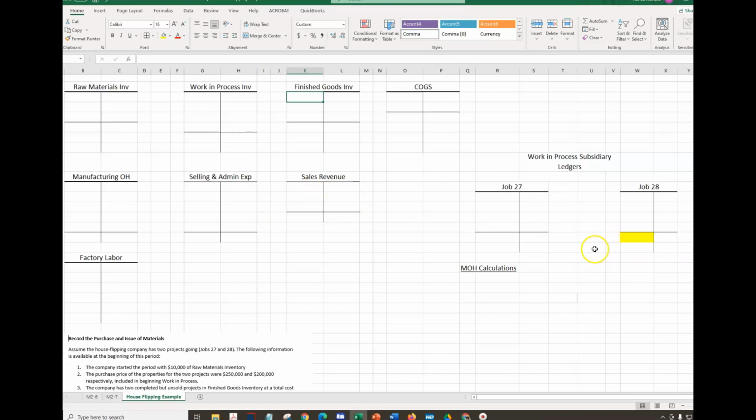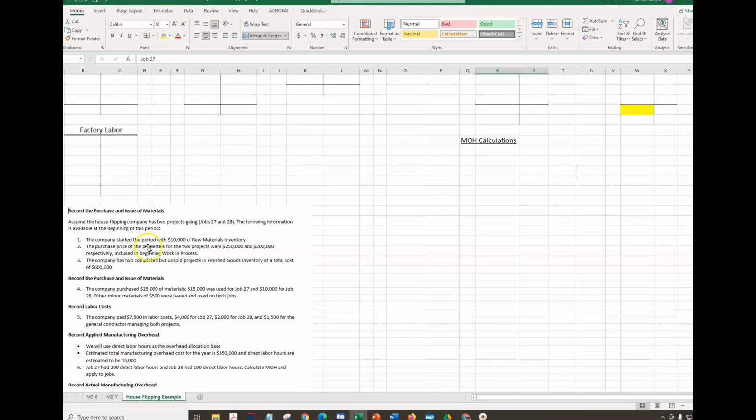Now, the thing that I want to point out here is, in this work in process inventory, we could have more than one job. As a matter of fact, in this one, we have two jobs. So we have something called a work in process subsidiary ledger. So within work in process, this total that we'll have in here, there's two different jobs, and they each have their own total. Okay? Let's look at the example.